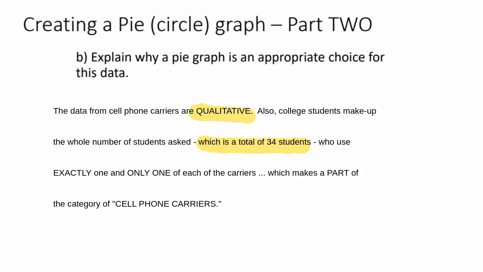And also, who use exactly one and only one of each carrier. You're not going to have a student who has a Sprint phone and a T-Mobile phone. They're either going to be on Sprint or they're going to be on T-Mobile. They're not going to be on both. The phone that they hold is one carrier and only one carrier. And don't forget the word category. The category of this graph is cell phone providers. Okay? So therefore, you've got some words that you're going to have to watch out for. When they give you a question about explain, they are forcing you to use some vocabulary. You've got to understand the vocabulary in order to make the best choice possible.